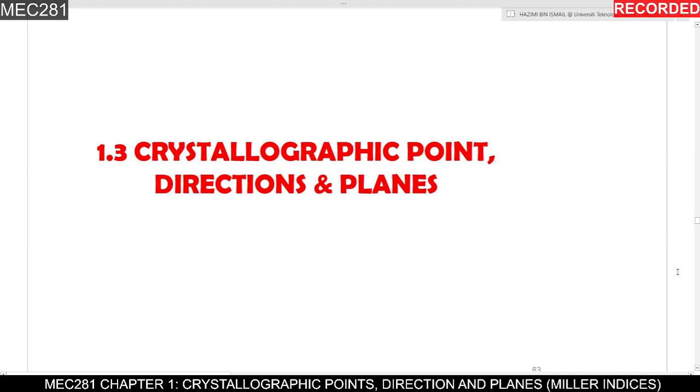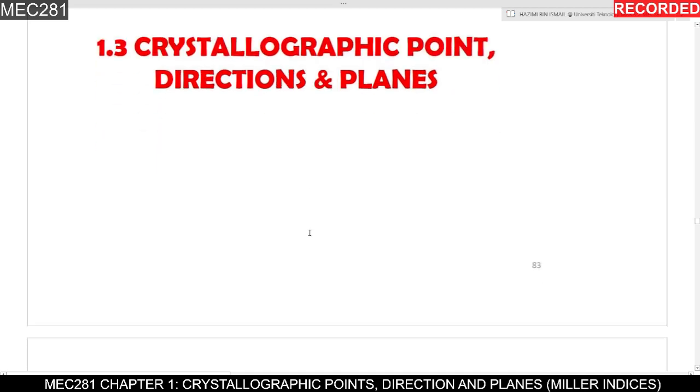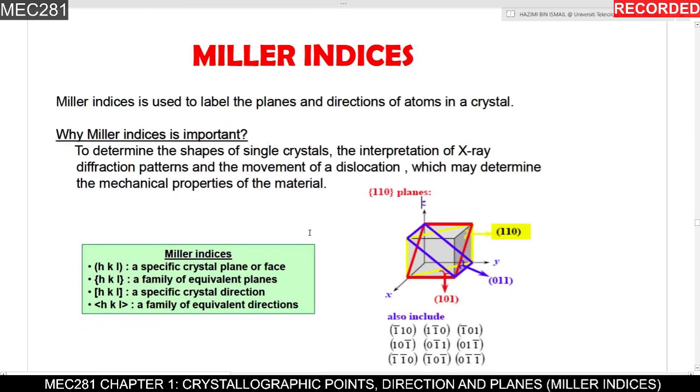So for today, we are going to learn about the crystallographic points, directions and planes. This is the subchapter of 1.3. We start with the Miller indices. This is all about the direction and the coordinate of the crystal in the material itself.